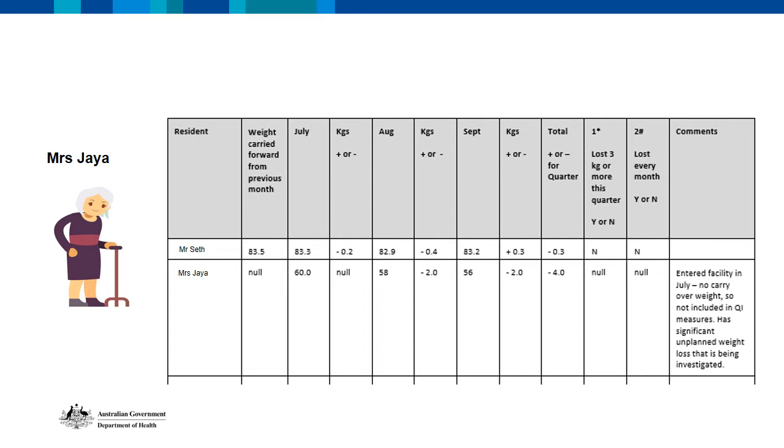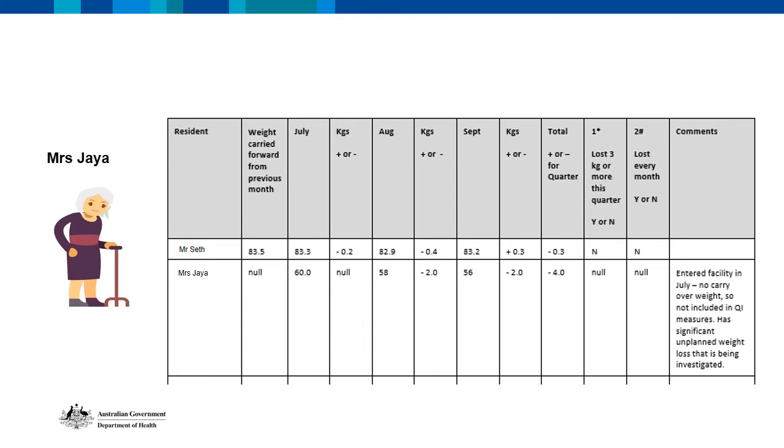Because Mrs. Jaya does not have a weight at final weigh from the previous quarter, she can't be counted under either of the unplanned weight loss QI definitions. That is, we don't know if she gained or lost weight in the first month of the quarter, and we also can't compare her weight at the end of the current quarter with her weight at the end of the previous quarter. Although Mrs. Jaya will not be counted under the QI definitions for unplanned weight loss, it is still important to have her weight monitored as she is rapidly losing weight.